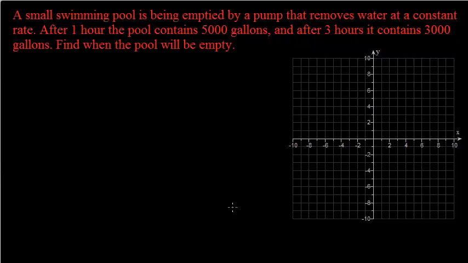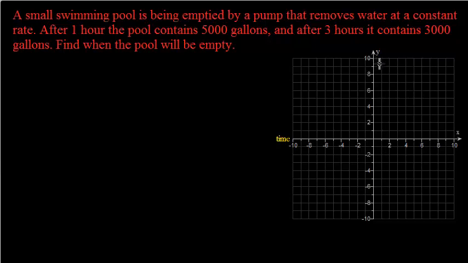Anytime you're graphing information, your x value is always going to represent time. So then our x-axis represents time. Now it doesn't really make sense to talk about negative time, so when we start emptying the pool, that's going to be time 0, right where we started. And then going on from there will be our hours. So 1 hour, 2 hours, 3 hours, so on and so forth.